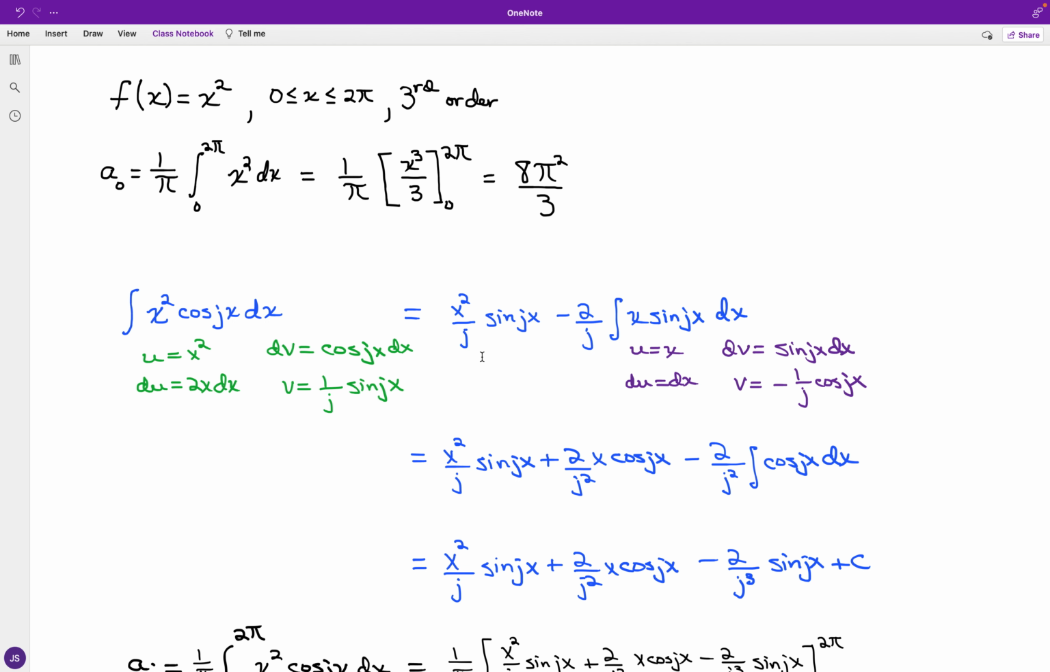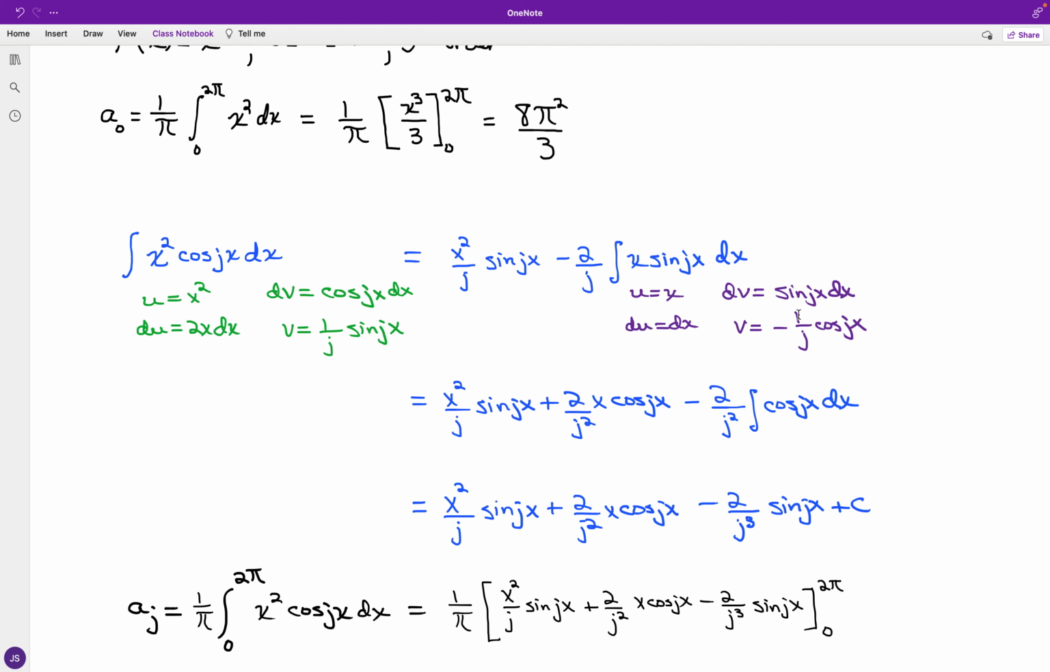So we have x squared over j sine of jx, minus the integral of v du, so just pulling out the 2 over j, and leaving inside x and the sine of jx dx. And again, for the next round of integration by parts, setting u equal to x, we have that du is equal to dx, and letting dv be equal to the sine of jx dx, we have the antiderivative v equal to negative 1 over j times the cosine of jx.